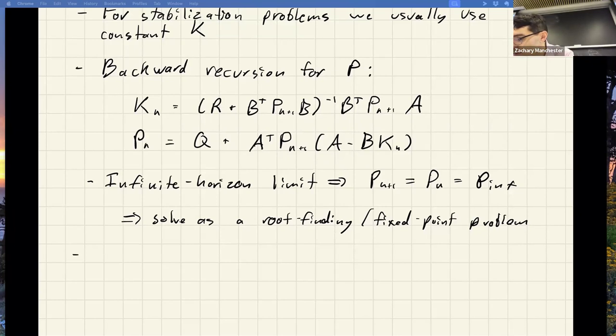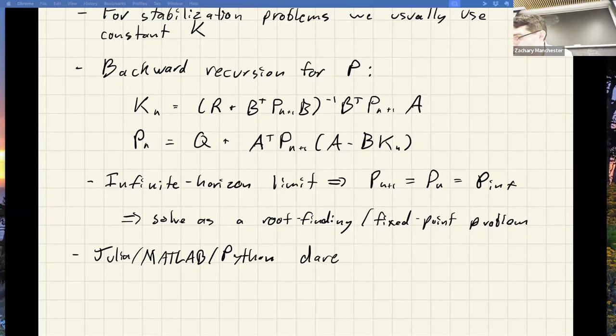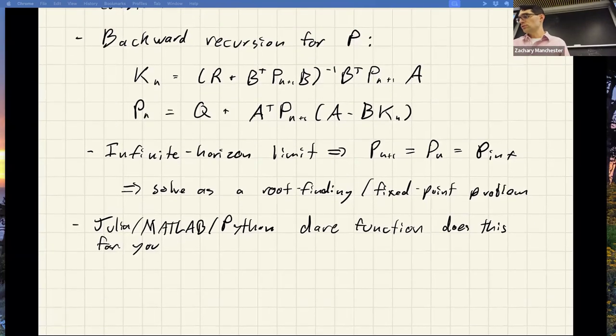So basically, there are toolboxes that do this for you. Julia, MATLAB, Python, the control toolboxes call this DARE, which stands for discrete algebraic Riccati equation. DARE will give you the P, and then DLQR will give you the K. There are functions for both of these, and any of the control toolboxes will help with this. Cool, and we'll do some examples of it. That's super useful. So now you know infinite horizon LQR.